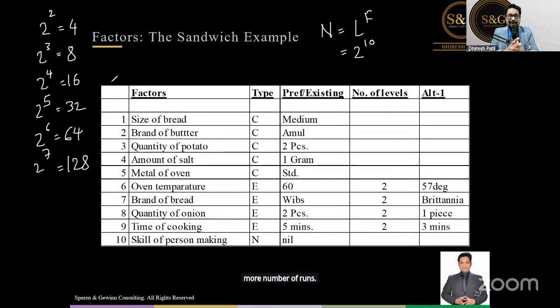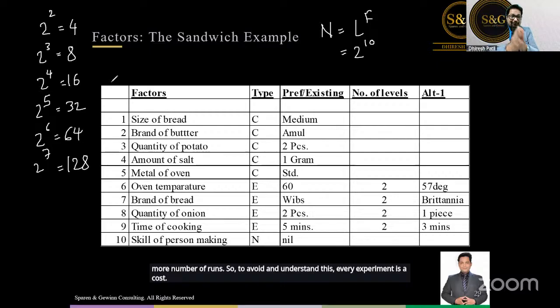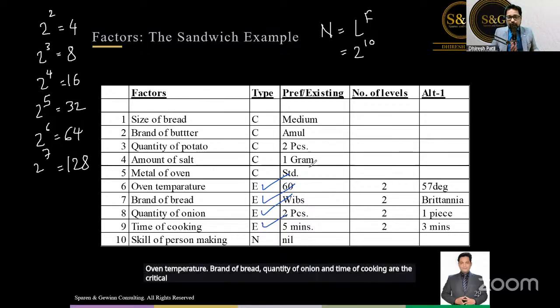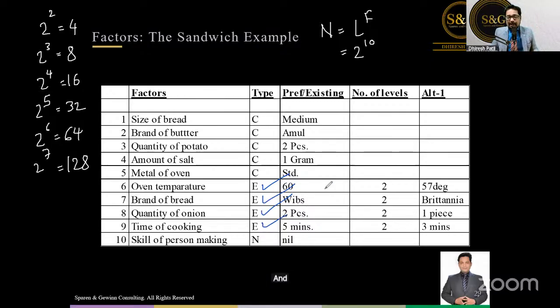So to avoid this, understand that every experiment is a cost. Every experiment requires time, resources. Nothing is free here. So we have to be very selective in the critical factors we select. Here the team has decided oven temperature, brand of bread, quantity of onion and time of cooking are the critical factors according to them, and they have set up the levels.